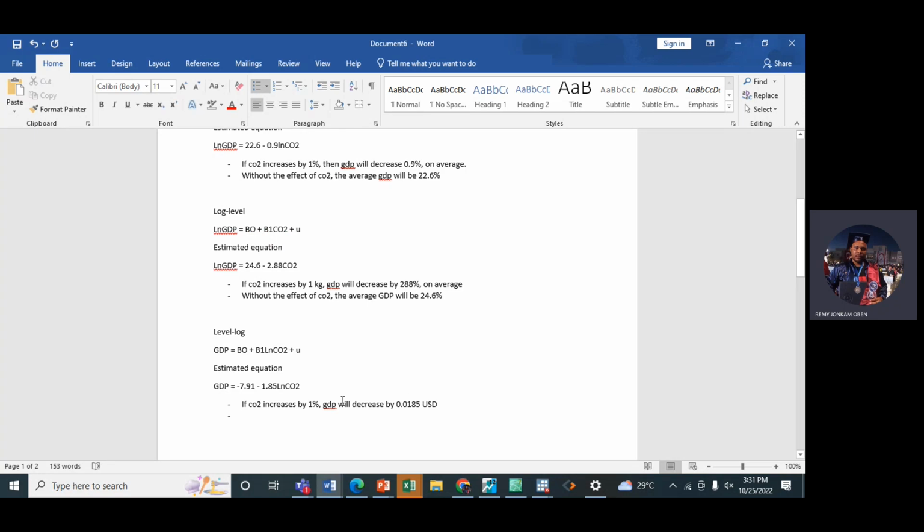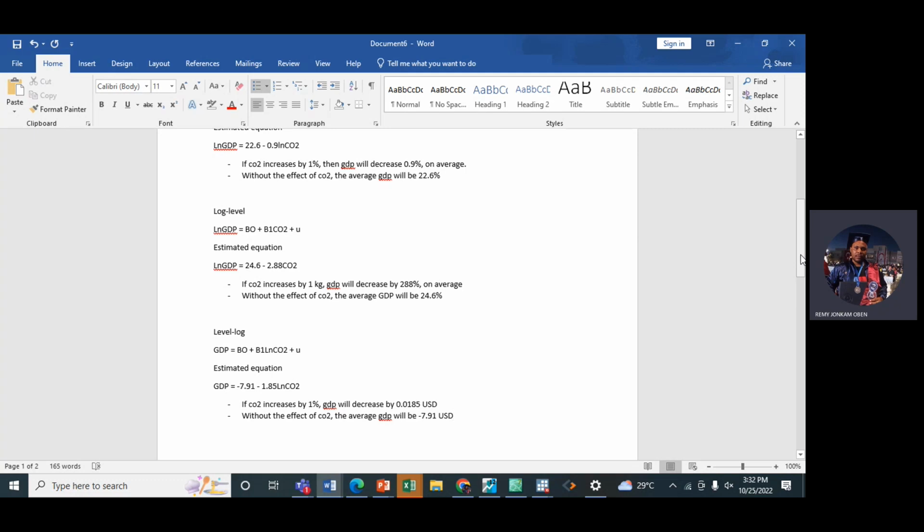And finally, to interpret the constant here, we have a negative constant. So again, without the effect of carbon dioxide, the average, never forget to use average please, GDP will be, GDP here is level, there's no log, so we'll use the units. So it will be negative 7.91 US dollars. So guys, that's how we interpret the coefficients, and that's how we interpret the constants.